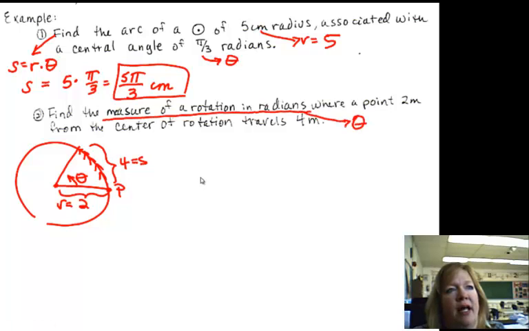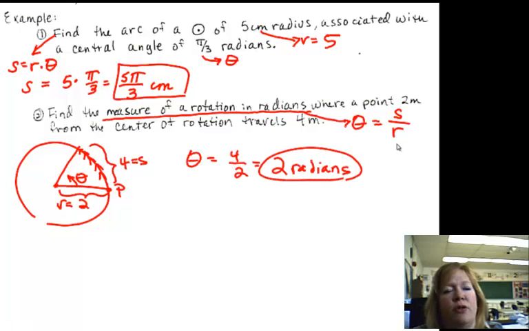So we're going to have theta equals the arc length over r. Since we're looking for theta, we can go right to this formula. Theta equals S over r. So you're going to have theta equals 4 over 2, so it's 2 radians. Since we're looking for theta, our unit of measure is radians.